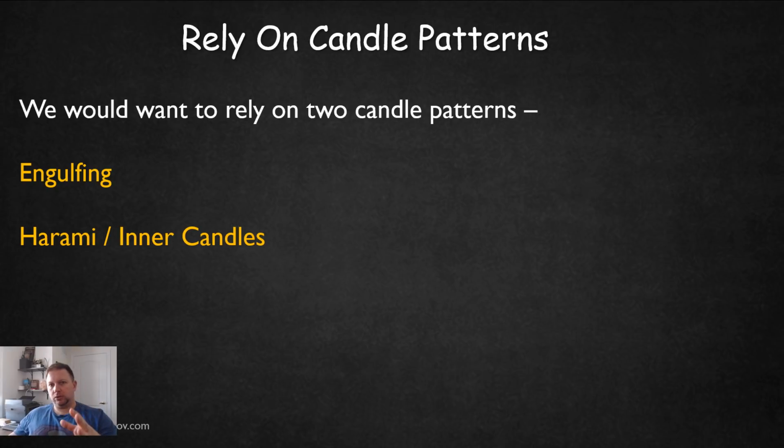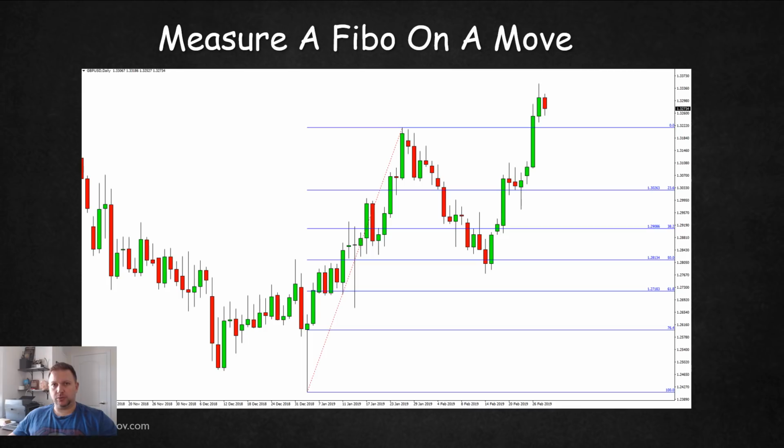Now I do want to give you the second thing here. After we define the ways we work with the Fibonacci in terms of swings, highs and lows, we want to do the next step. And the next step is what candle patterns we can work with. I love to work with two main ones: engulfings and haramis, or inner candles. So remember this, and I'll show you that in a moment.